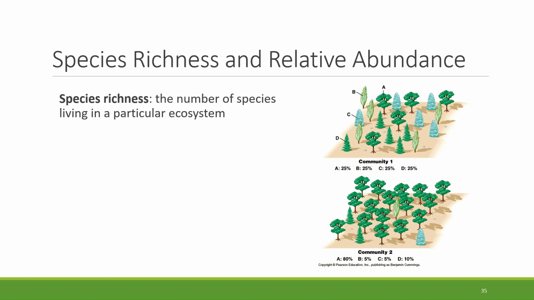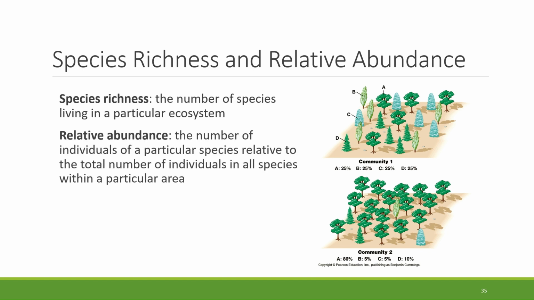So if we look at the two communities shown in the illustrations on the right, community 1 on the top has a species richness of 4, meaning there are 4 different species of trees in this community, labeled A, B, C, D. If we look below to community 2, this community also has a species richness of 4. So if you look closely, you'll see that this community has the same 4 species of trees present, A, B, C, and D. However, unlike community 1, community 2 is dominated by tree A, with very few instances of trees B, C, and D. And this is where relative abundance comes in.